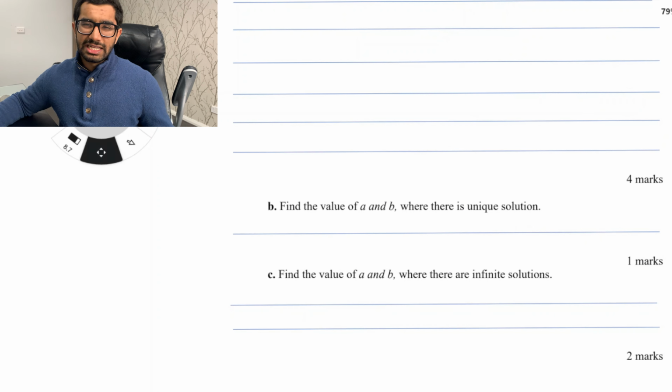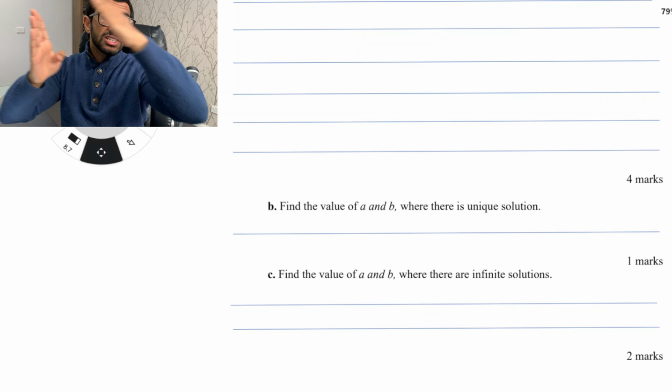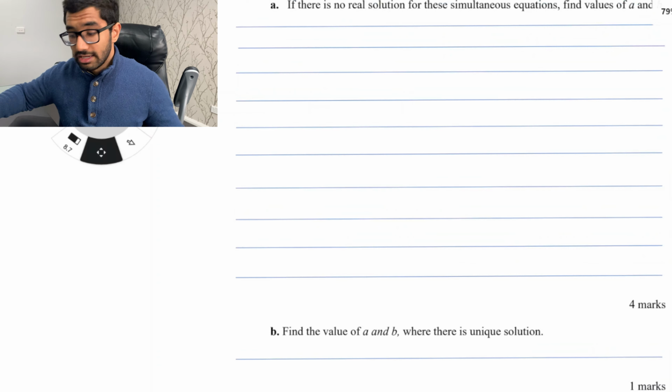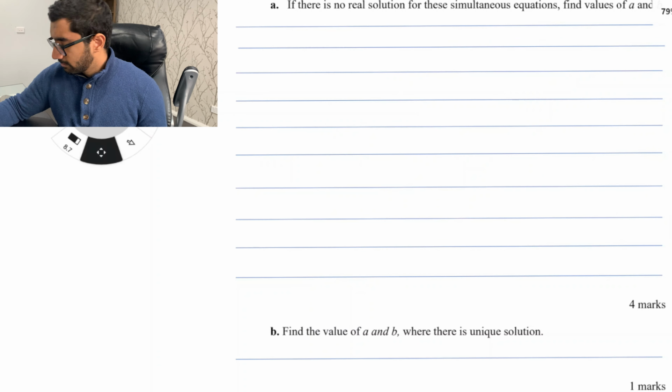Now, if there's a unique solution, that's really what part B is saying now, okay? If there's a unique solution, that's basically just saying your two lines would intersect once, meaning that pretty much they just have different gradients. So as long as your two gradients are not equal to each other, okay, then you would have a unique solution, okay?